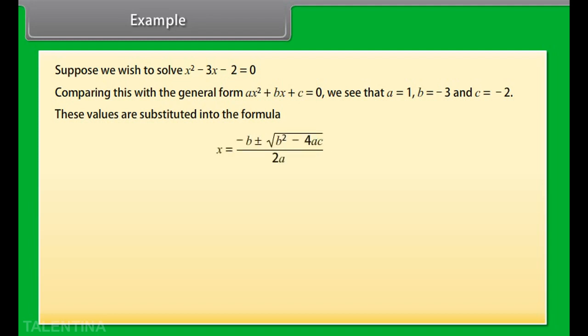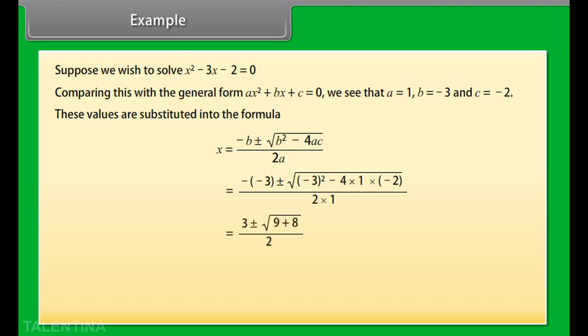x = (−b ± √(b² − 4ac)) / 2a, which is equal to (−(−3) ± √((−3)² − 4·1·(−2))) / (2·1). By calculating it, we get (3 ± √17) / 2. These solutions are exact.